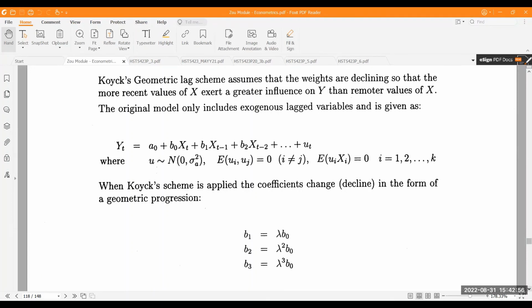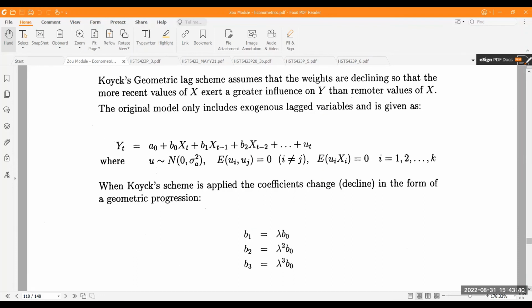The error term is normally distributed, with mean zero and variance sigma squared. The expected value of ui, uj is also zero for i not equal to j, and the expected value of ui, xi is equal to zero, i equal to one up to k. When the geometric scheme is applied, the coefficients decline in the form of a geometric progression. That is, b1 is equal to lambda b0. Then b2 is equal to lambda squared b0, or lambda b1.